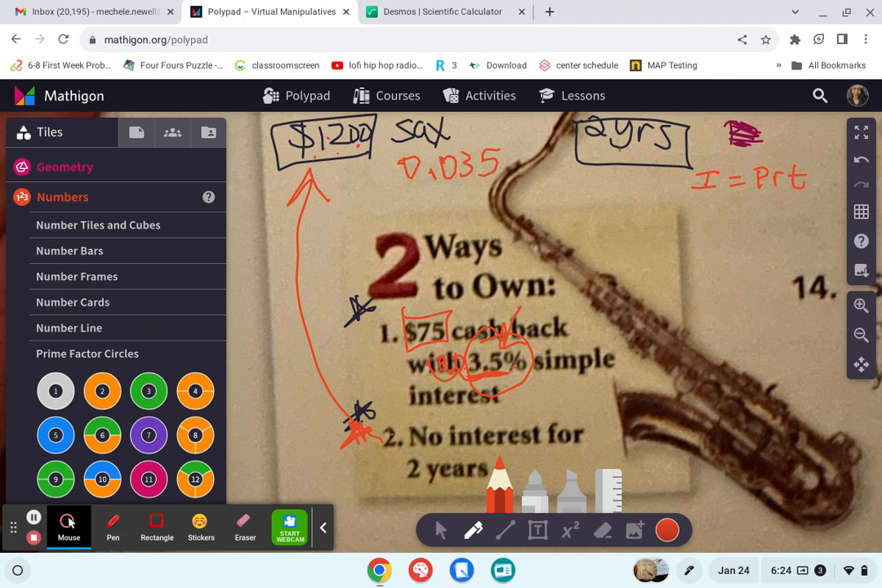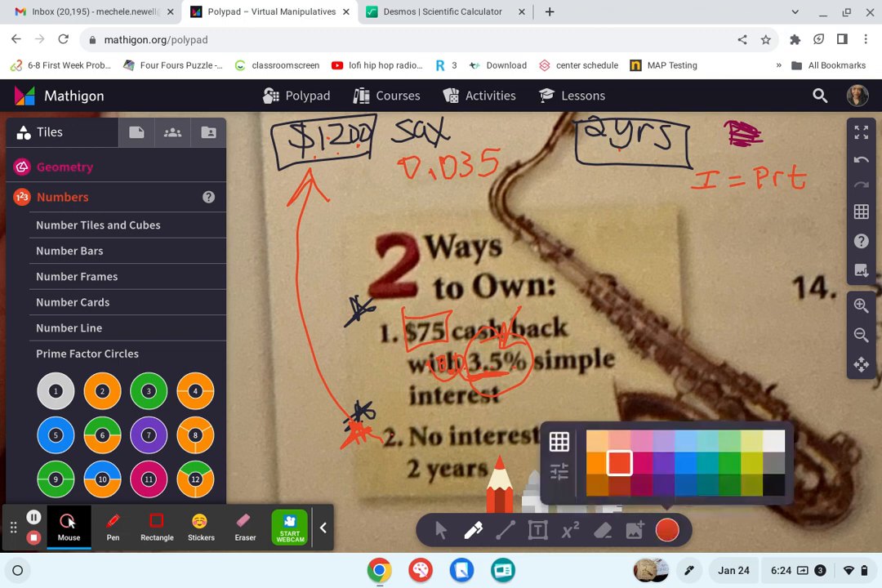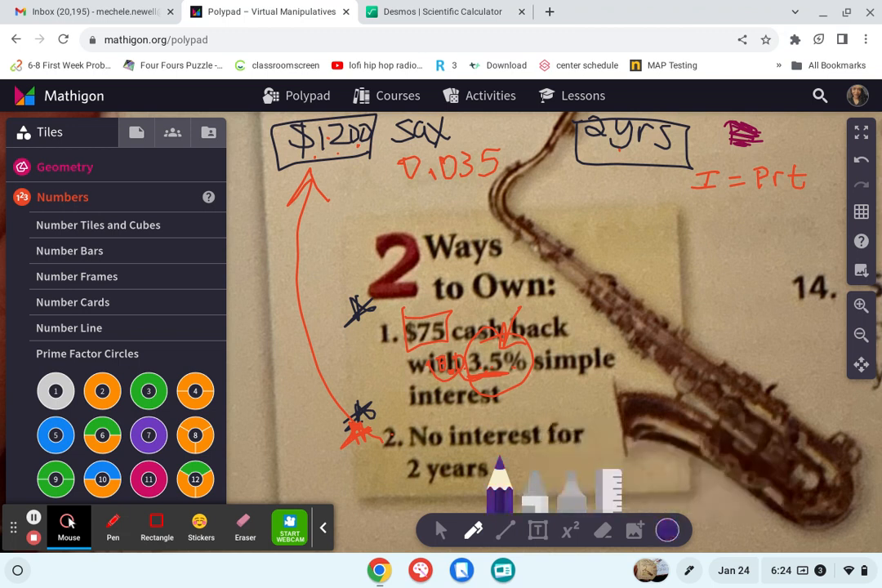If I have a handbag that costs me, and I got to change the color again, $250. I want to buy a handbag for $250, right? I already know they're going to charge me this 0.035 amount over 2 years. I need to see how much that interest is going to be.